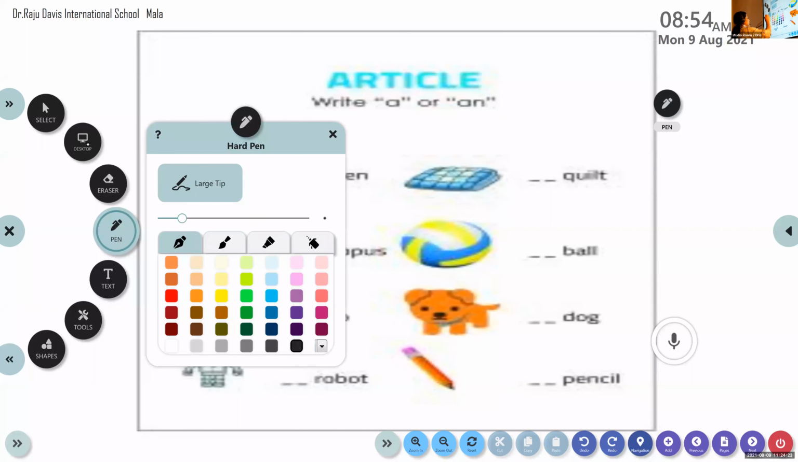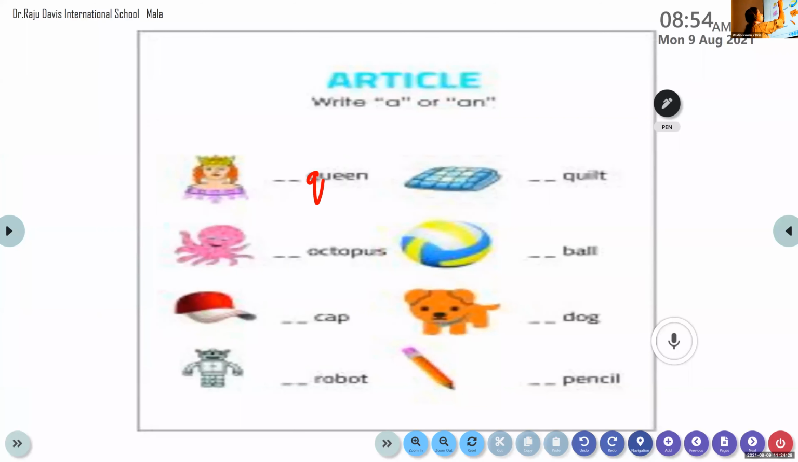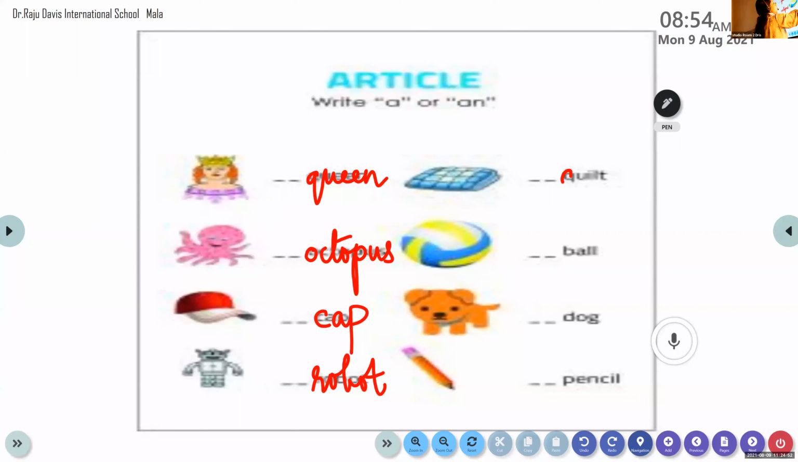This is a very simple worksheet, my dear children. The first word is queen. Please don't take your book. First, let us do the worksheet. It is an all combined worksheet, my dear children. So we will do our workbook later. So I'm writing the words on the board for you so that you may know it. It is a very easy worksheet.